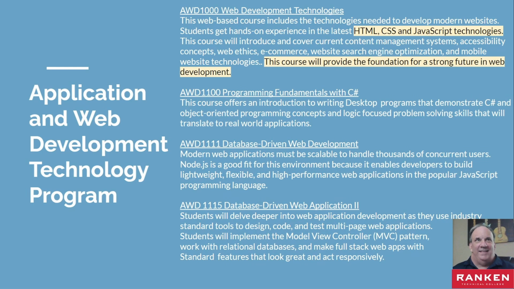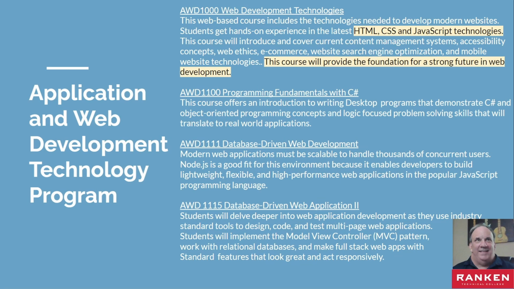I wanted to go ahead and discuss a little bit about the application web development program at Rankin. It consists of 4 different courses. This one here is the first one on the list, which is Web Development Technologies. And it is basically about building websites. It's using technologies called HTML, CSS, and JavaScript. This course will provide a foundation for a strong future in web development. We will go through all the little aspects of these technologies to build websites.